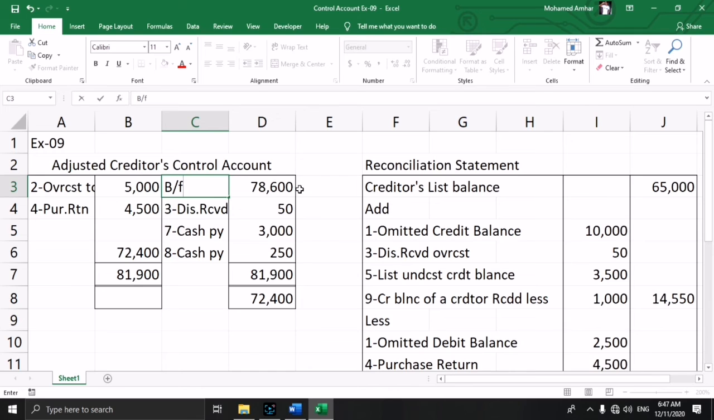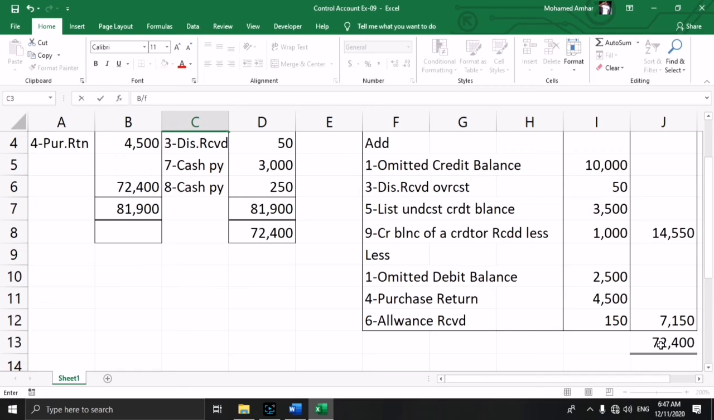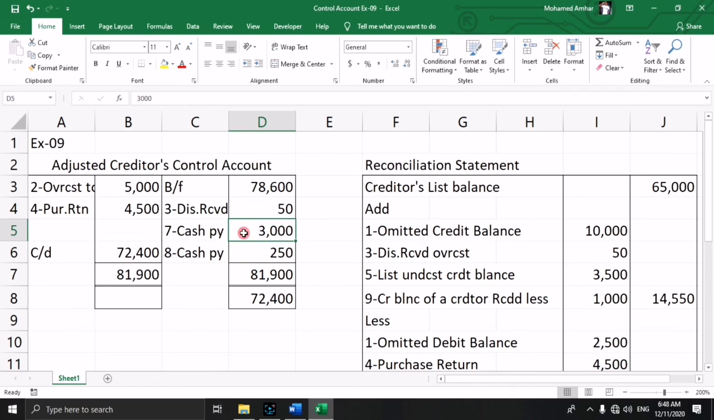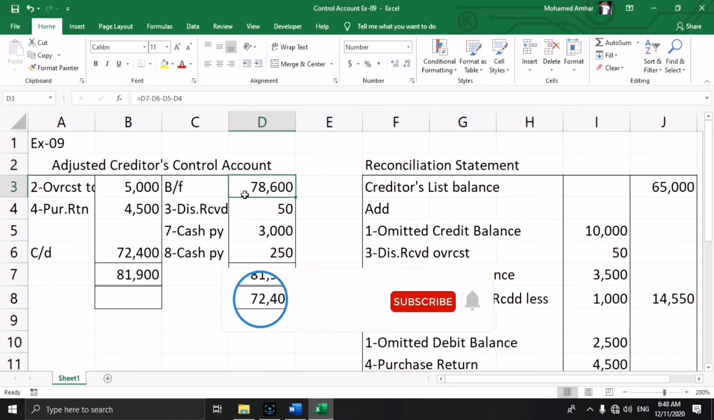How will you find out this brought forward balance? You bring this 72,400 to the adjusted creditors control account as the brought forward balance. This brought forward comes from here, and here carried down. Now in the debit side, with the carried down, there are another two numbers. Get the total. Total is 81,900. The same total should come to the credit side also. Then from this total deduct this 250, 3050, and then you can get the opening creditors control account balance.